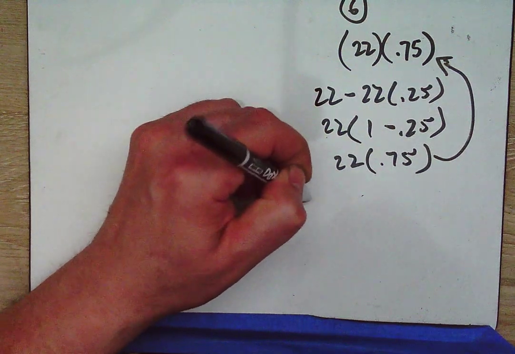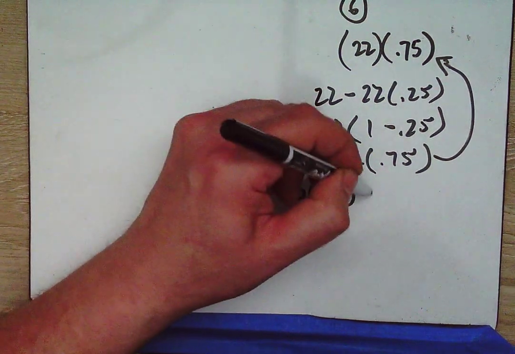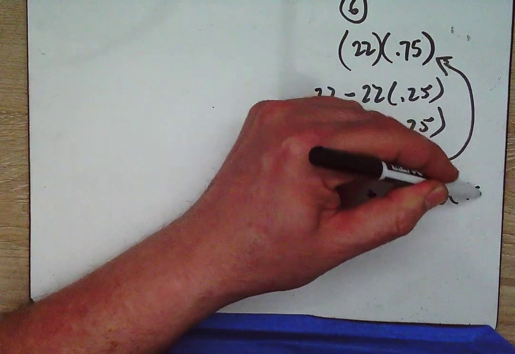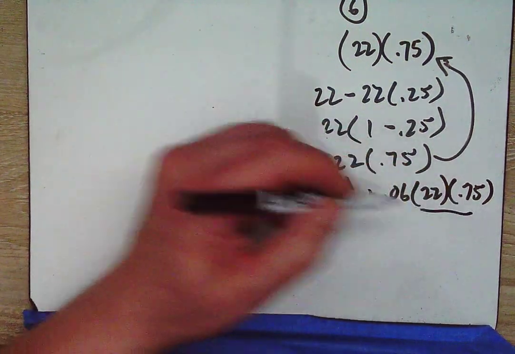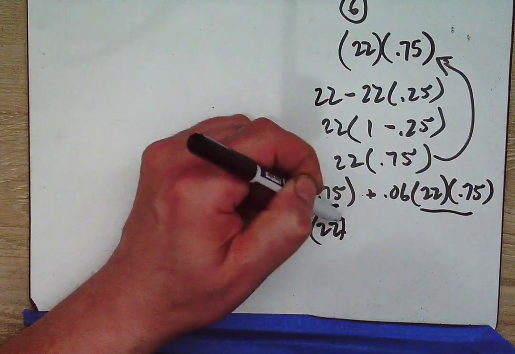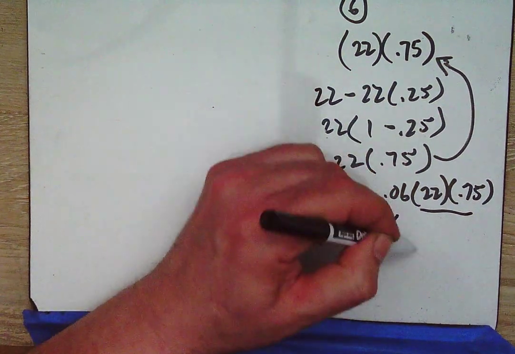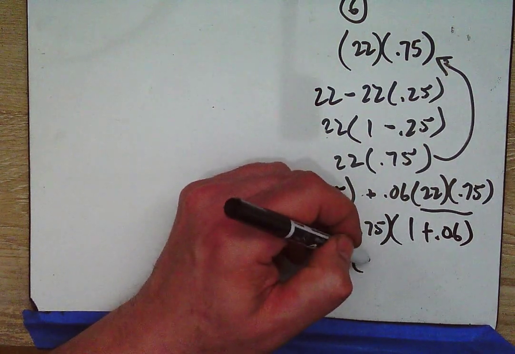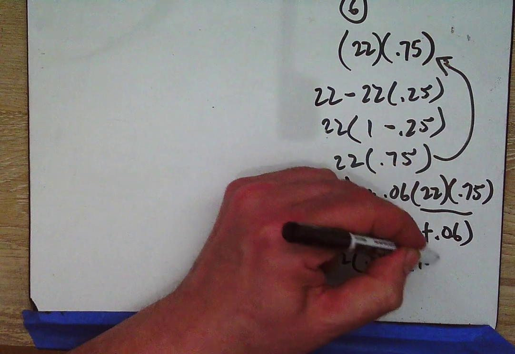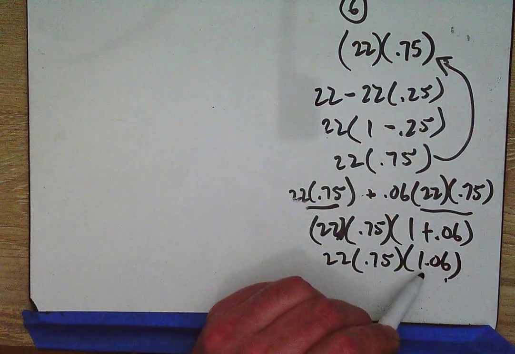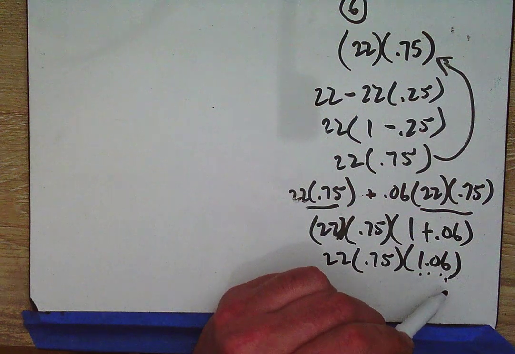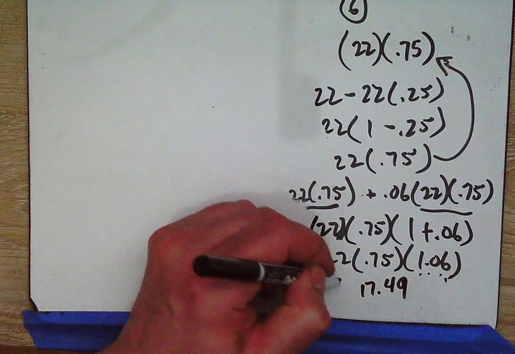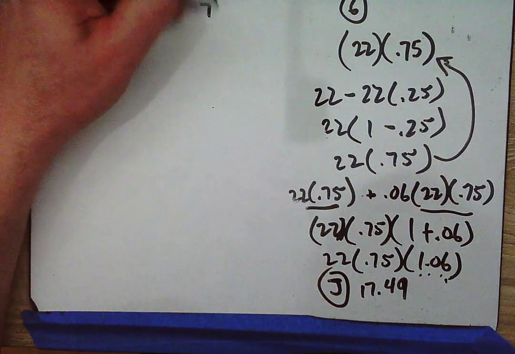And again, we could do he pays for the shirt, and then he pays 6% of the price of that sale shirt. But I notice I can factor a 22 times 0.75 out, leaving us with 1.06. So 22 times 0.75 times 1.06, or cost of the shirt plus sales tax, is going to be, I calculated, $17.49. And that's choice J. J for number 6.